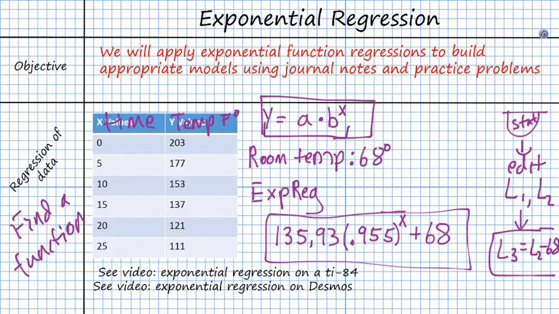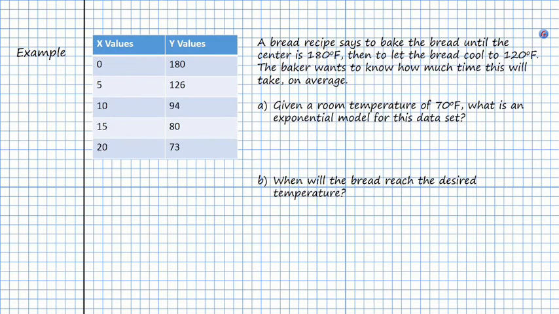All right, so let's go ahead and take a look at a practice problem. So a bread recipe says to bake the bread until the center is 180 degrees Fahrenheit, then to let the bread cool to 120 degrees Fahrenheit. The baker wants to know how much time this will take on average. So given that the room temperature is 70 degrees, what is an exponential model for this data set?